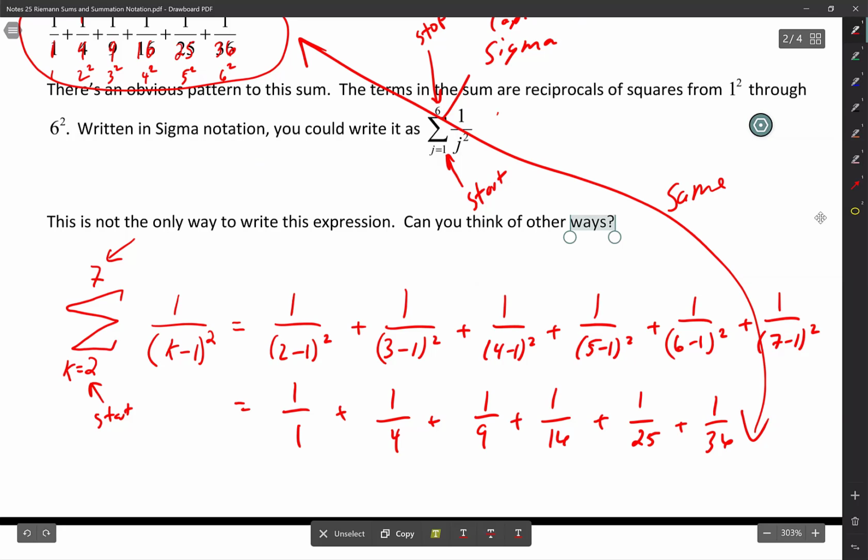So there's many different ways to express the same sequence. It doesn't have to be one specific one. And those that took statistics probably already know that.